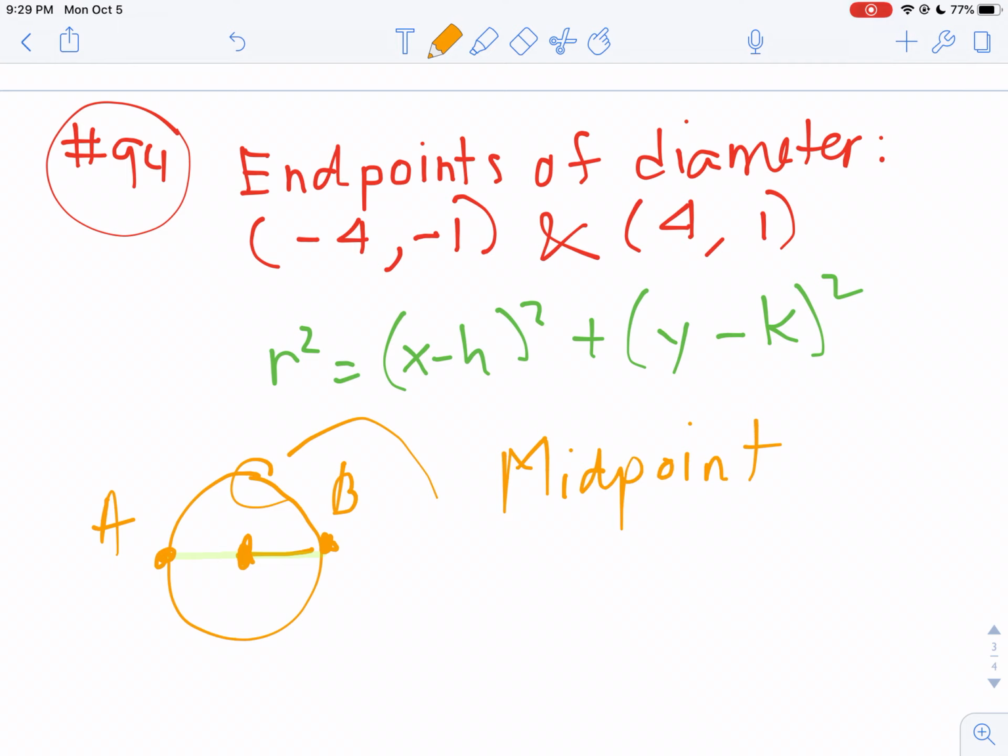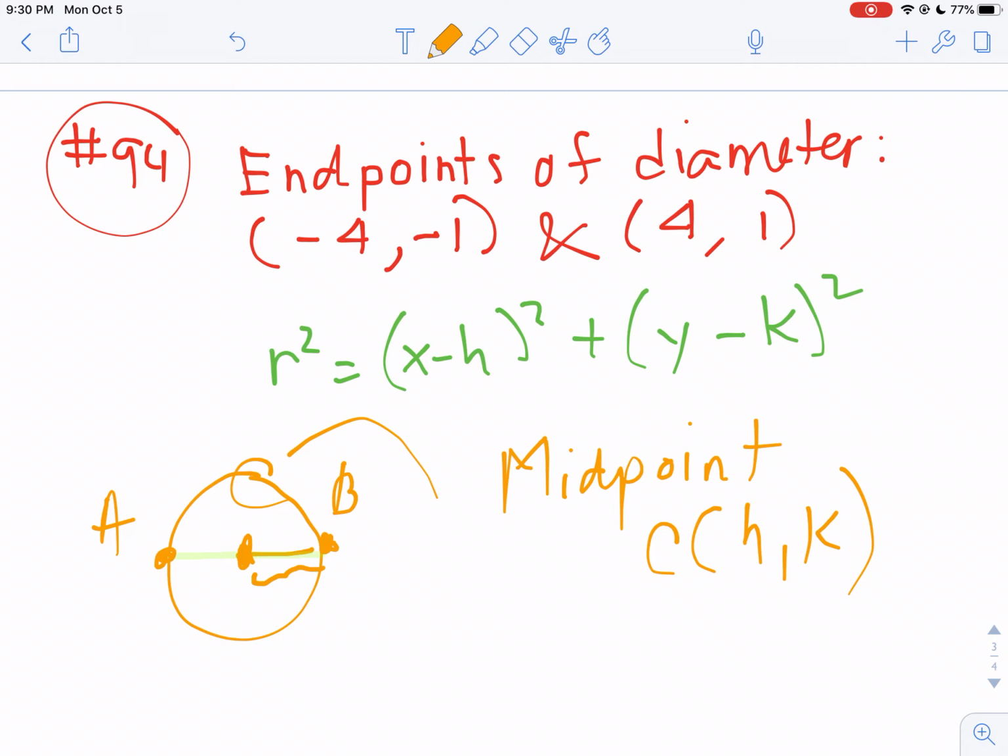You need your R, right? So you need your R. So your midpoint is going to give you the center, which is your HK. Okay, so find the midpoint. And then you need your R. To get your R from your midpoint, you need to find your R.